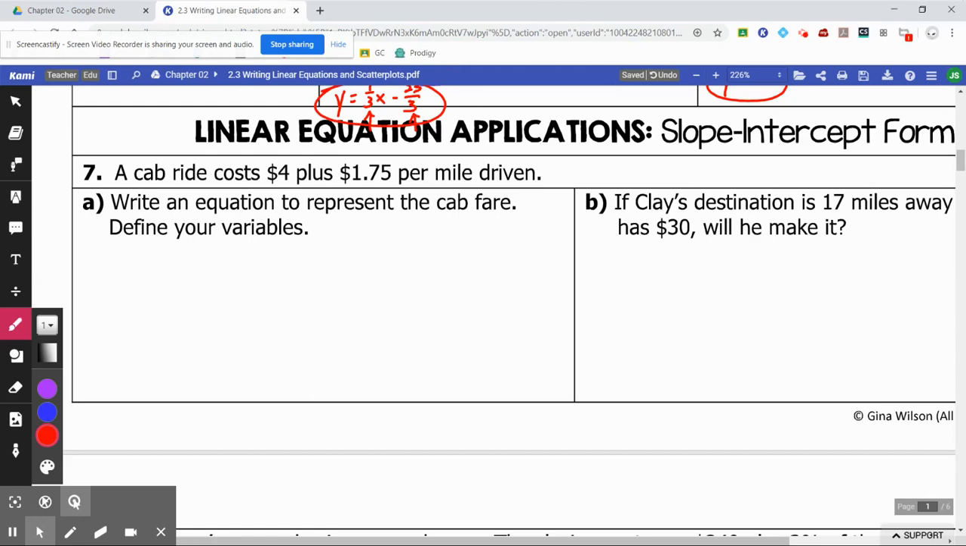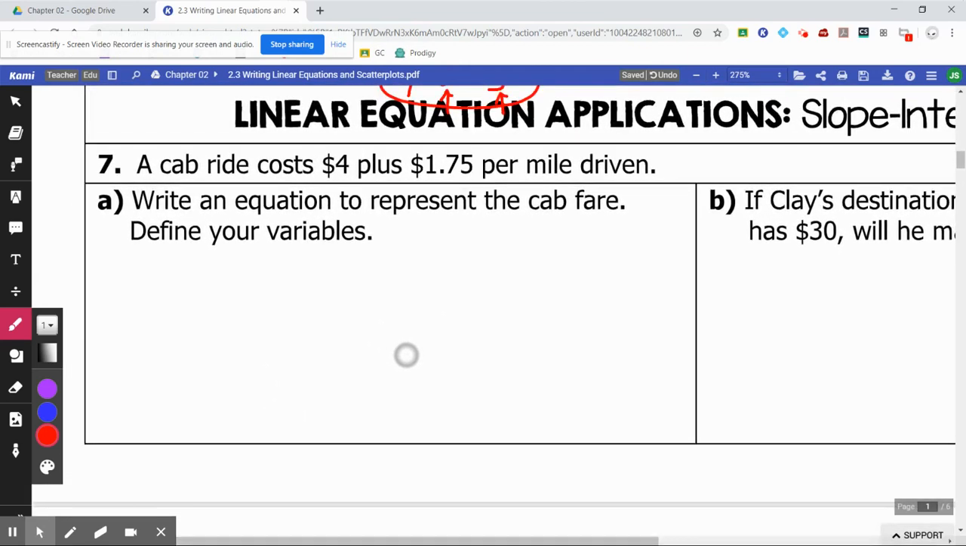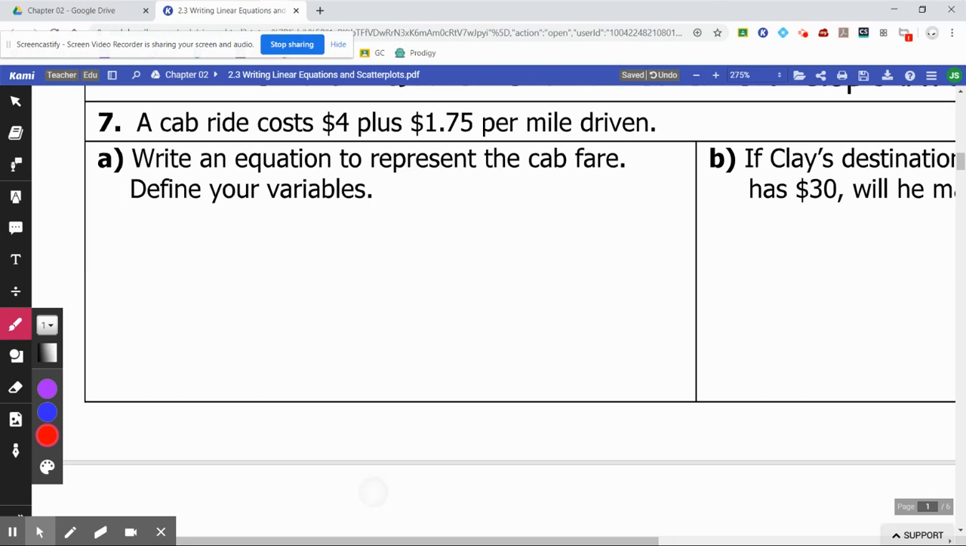Okay, now let's do some application problems. Number 7 says a cab ride costs $4 plus $1.75 a mile. A part says write an equation to represent the cab fare. So the ride cost, let's do C equals. The cost is equal to $4 plus $1.75 a mile.